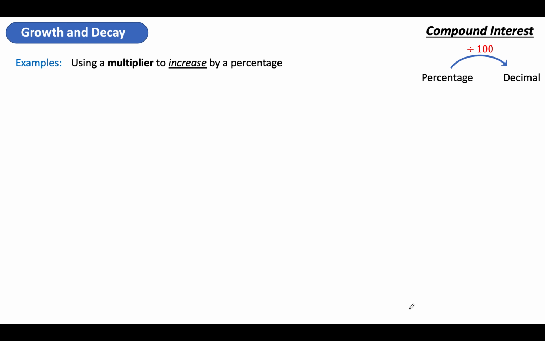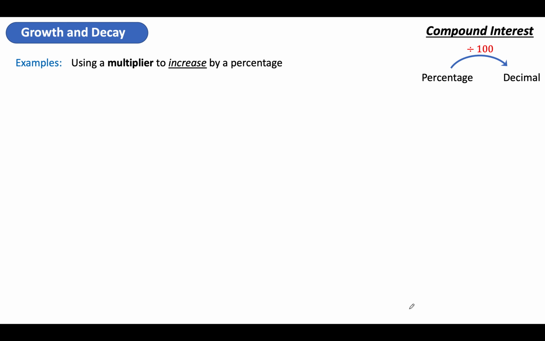Okay? Now, we could, of course, find 5% of this and add it on, and then we could find 5% of our new amount and add it on, and then for the third year, 5% of that amount and add that on. Okay, but that really takes ages. Waste of time. We've got a little trick that we can use for this. And it goes a bit like this.